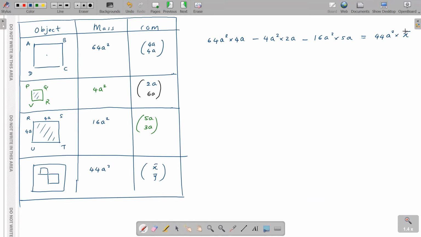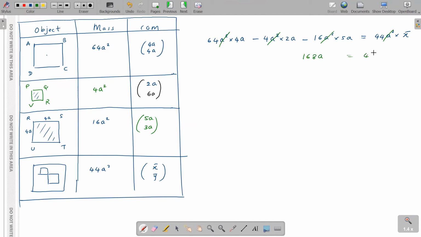Are you with me? So shall we simplify? Can you all get me the answer here? I think a square is common to everyone. I'll cut off the a square. Can you all get me the answer? 64 times 4 minus 4 times 2 minus 16 times 5. How much is it? 64 times 4 minus 4 into 2 minus 16 into 5. How much?